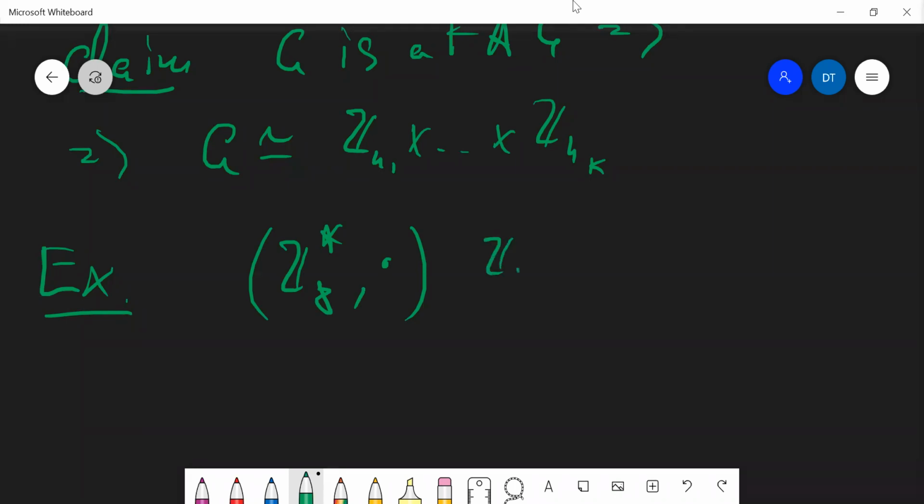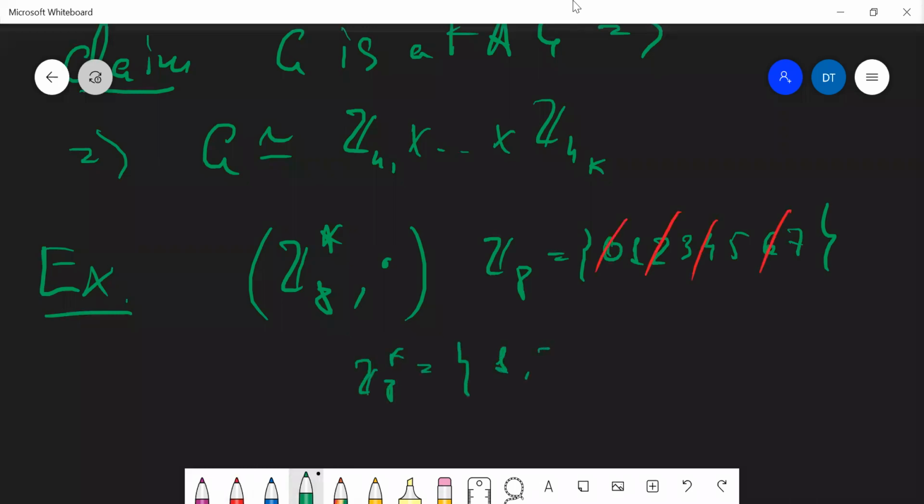So let's count all the elements of Z8. All the elements of Z8 are the numbers from 0 to 7. Now, if you want to take Z8 star, you need to take all elements of Z8 that are co-prime with 2. So you just exclude this set. Z8 star consists of 1, 3, 5, and 7. And the operation here is multiplication.